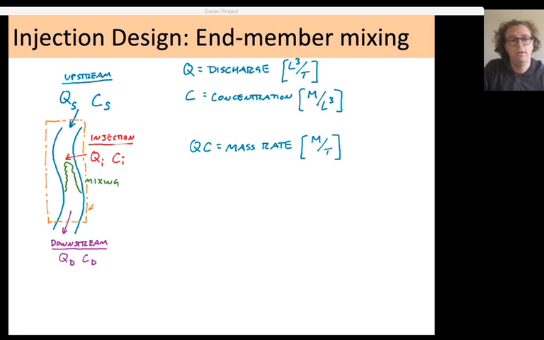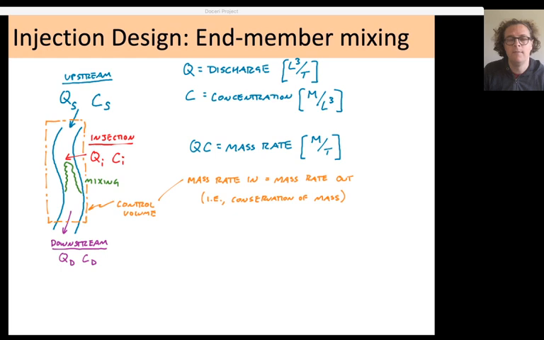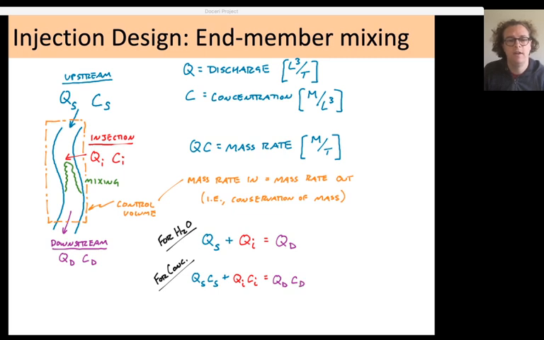Now, what we're actually doing with end member mixing is using a control volume approach where we choose a location in space, as I've used the dashed orange line to indicate here, and we apply a mass balance to this. So the mass rate flowing in must equal the mass rate flowing out. Now for water, we know that the flow downstream should equal the flow upstream in blue plus the flow that we inject in red. And for concentration, this is satisfied by setting those mass rates equal to one another.